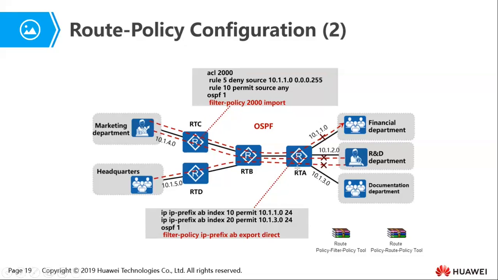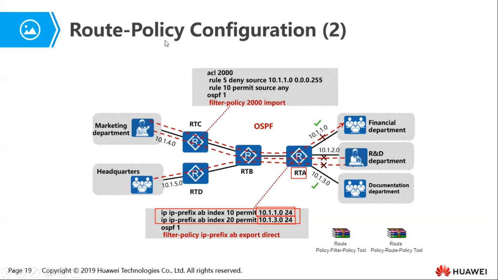Okay, so let's see in RTA. In RTA here, we are using IP prefix. So we have two IP prefixes with the name AB, index 10 and 20. For index 10, we are saying permit that network, which is 10.1.1.0. We're also saying permit the 3.0. So we are simply saying in this IP prefix, we want to permit two networks, this one and this one.